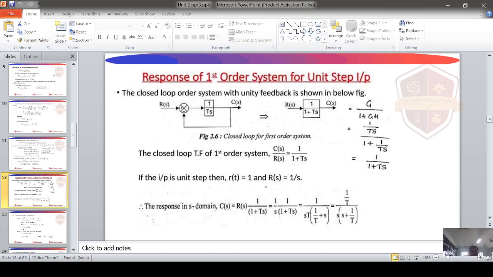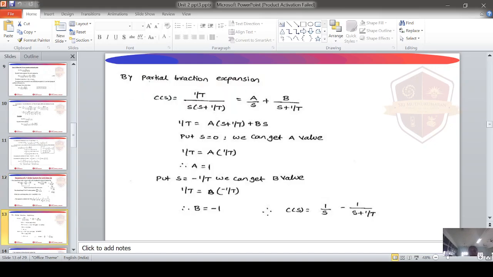If the input is a unit step, then the mathematical representation is R of t equal to 1. Taking the Laplace transform, R of s equals 1 by s. So the response in the s domain, C of s, equals R of s into 1 divided by 1 plus sT, which we write as 1 divided by s into 1 divided by 1 plus sT. Then we apply partial fraction expansion. Here we have two distinct poles, so we introduce the two variables A and B, and then find the residues A and B.